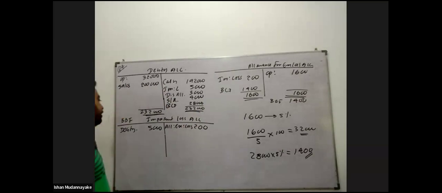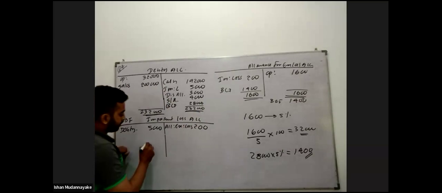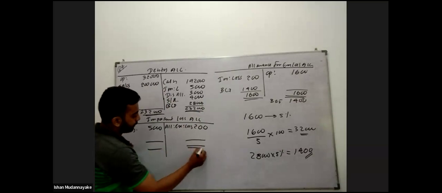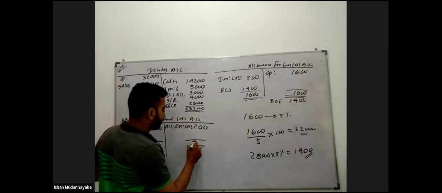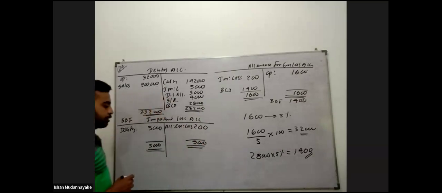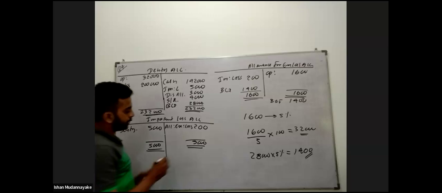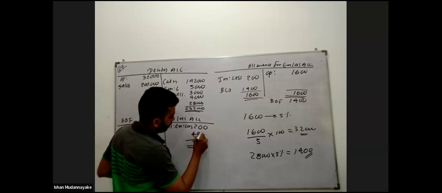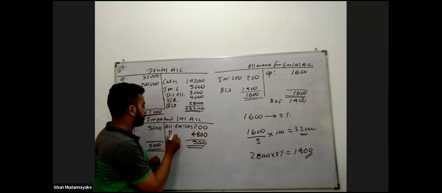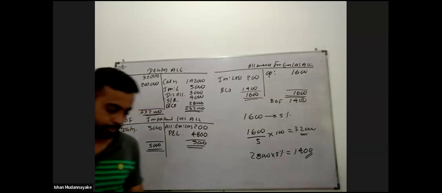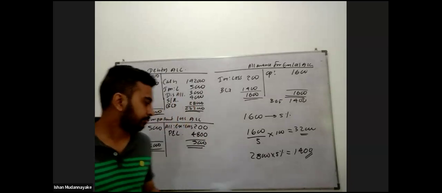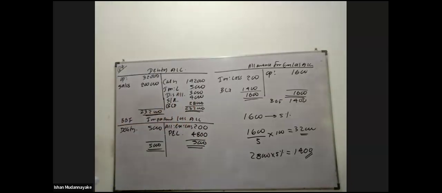Now, for the impairment loss account, the difference can be transferred to profit and loss. 5,000 minus 200 is 4,800. That 4,800 should be transferred to profit and loss.